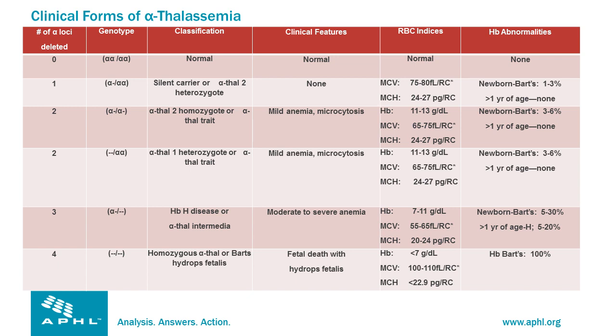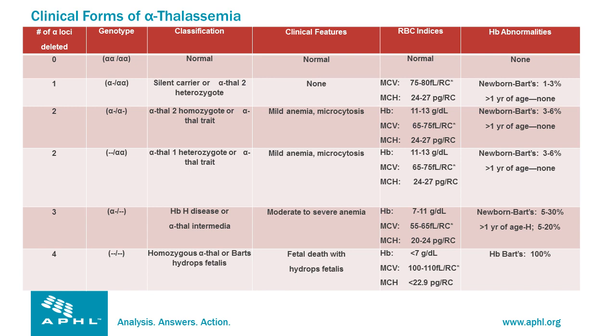This table shows the clinical forms of alpha thalassemia. When we have 4 functional alpha-globin genes, we have the normal phenotype, and our red blood cell indices are normal, with no hemoglobin abnormalities. When we have 1 alpha-globin gene deleted, this condition is called silent carrier or Alphathal2 heterozygote. Basically, there are no clinical symptoms, and the red blood cell indices may be slightly affected.